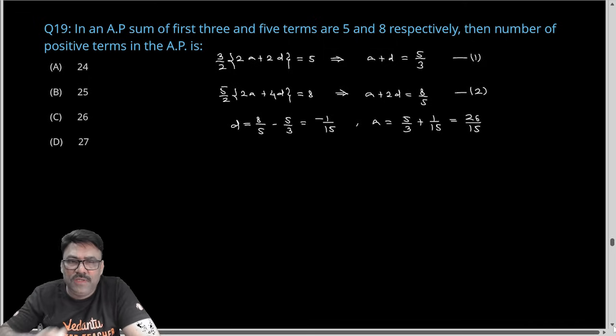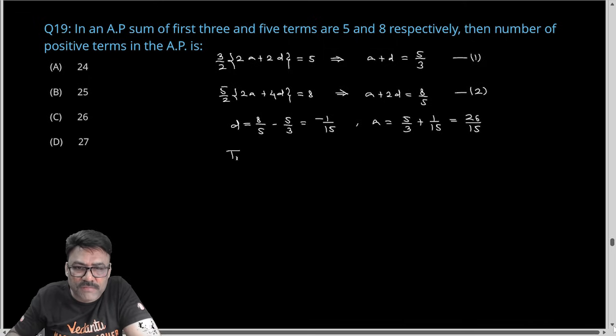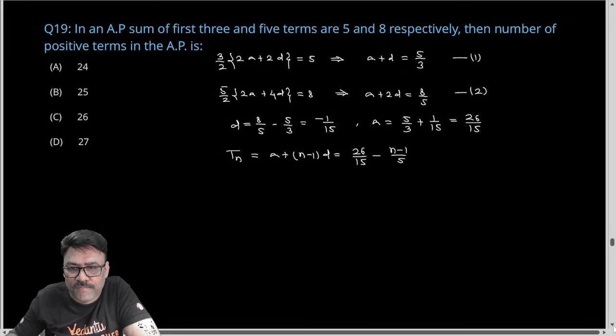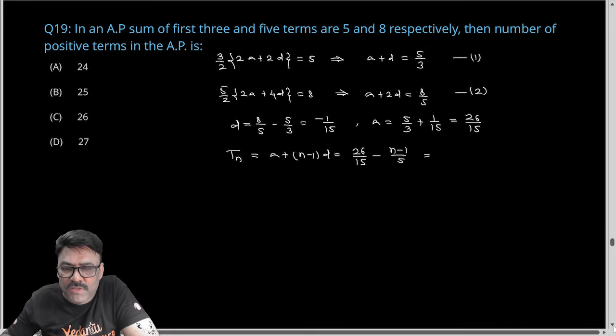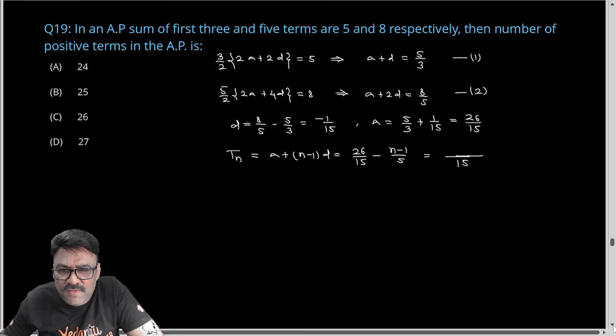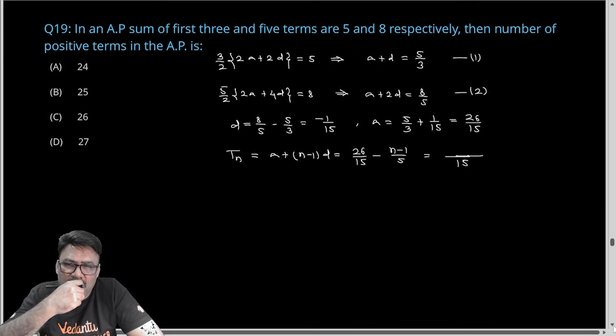This is the first term. If I find the general term of this AP, the nth term will be A plus n minus 1 D. A is 26 by 15 and D is minus 1 by 5, so minus n minus 1 by 5. So this becomes 26 and denominator 15. So I'm getting 26 minus 3n plus 3. Is it correct? Is it 26 by 15?